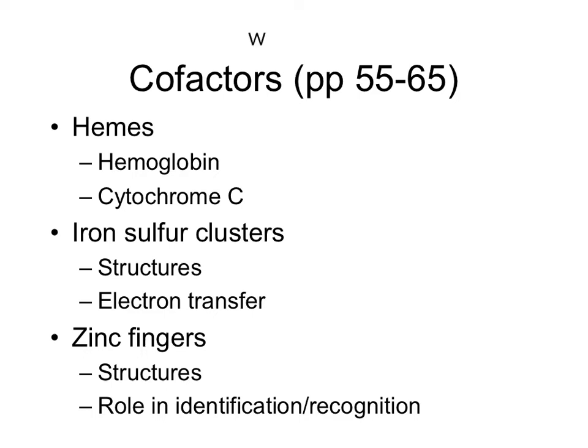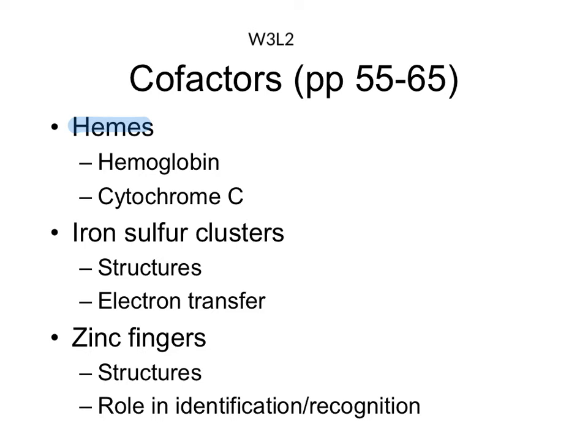Hello, and welcome to Week 3, Lesson 2, where we're going to discuss cofactors, pages 55 to 65 of the reading. We're going to look at three main types of cofactors: hemes, which we will focus on the use of hemes in both hemoglobin and cytochrome C. A heme is a planar 4-nitrogen ligand that holds very tightly to a transition metal.